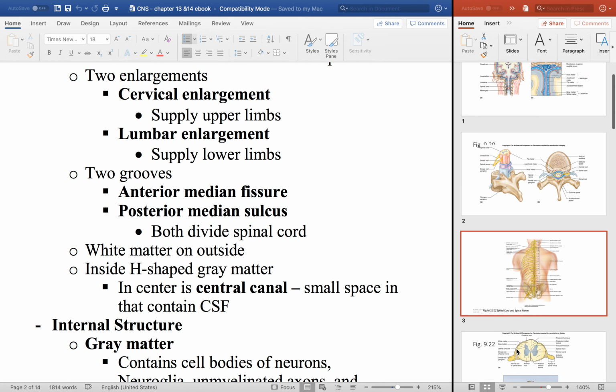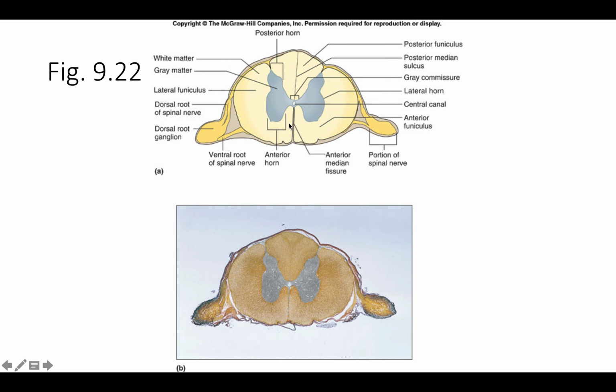And if we look at this picture right here, we can see this is the fissure right here. So this is the anterior median fissure. So think about it. Does this mean that it's in the front or toward the back of the body? And of course, this is toward the front. So if you find the anterior median fissure, which is in the front, in the middle, and it's a fissure, so it's a cut, then you can get orientation of the spinal cord itself. Here you can see this groove is the posterior median sulcus. So that's that groove right here.